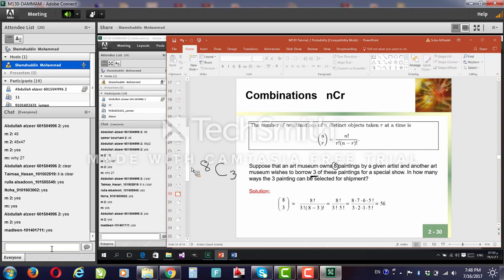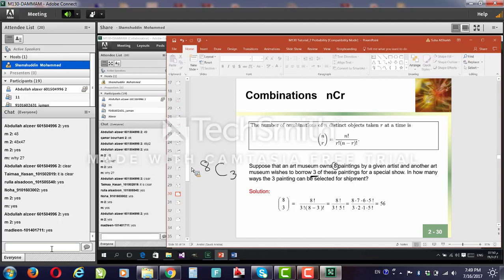Now why do I say combination here and not permutation? Because if I choose painting 2 or painting 1, is there a difference? No difference. These are art pieces. So if I choose 1 2 3 or 3 2 1, it's all the same. We choose the combination here.